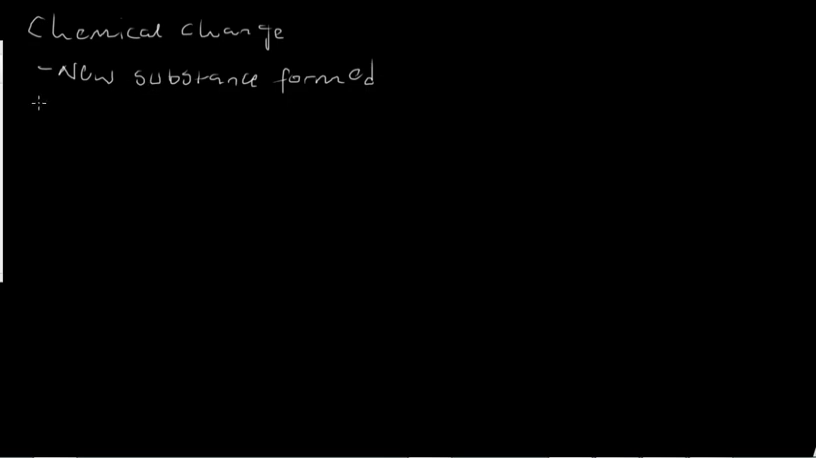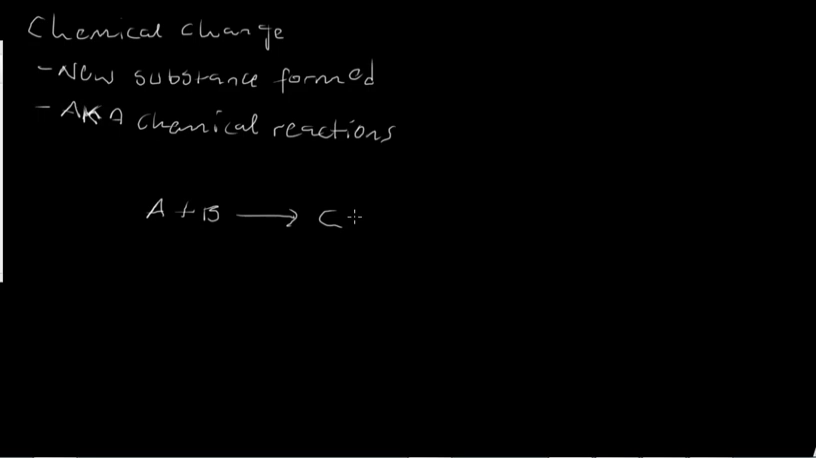So chemical changes are also known as chemical reactions. Why? Because there's a new substance that is being formed from totally different substances. Okay, so a chemical reaction can have, let's say, two substances mixing. For example, you'd have substance A mixing with substance B, and this is giving you a new substance, substance C. Substance A mixing with substance B, giving you a new substance known as substance C.